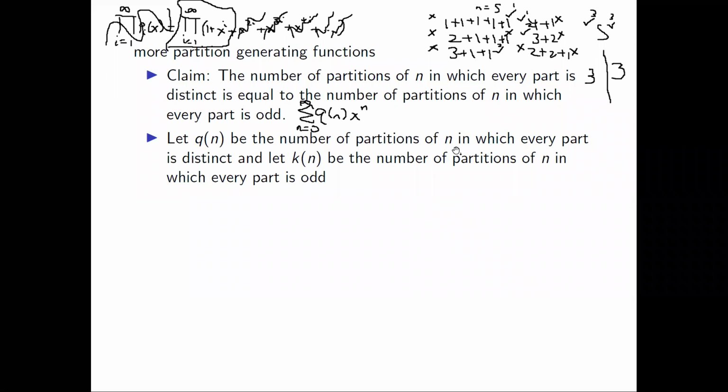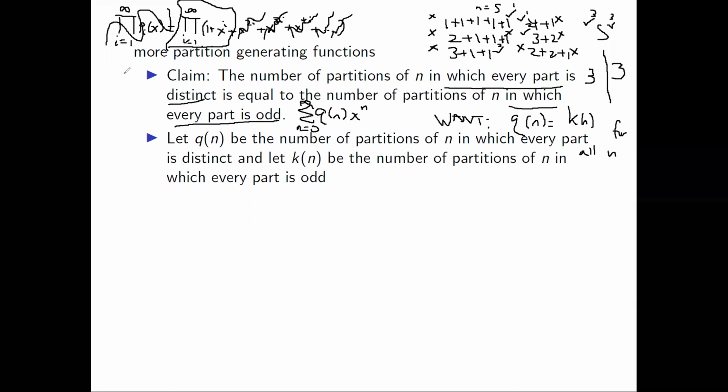So Q of n is the number of partitions of n in which every part is distinct, and K of n will be the number of partitions of n in which every part is odd. So again, we're trying to show that the number of partitions of n in which every part is distinct is equal to the number of partitions of n in which every part is odd. So what we want to show is that Q of n equals K of n for all n. So that's the goal.